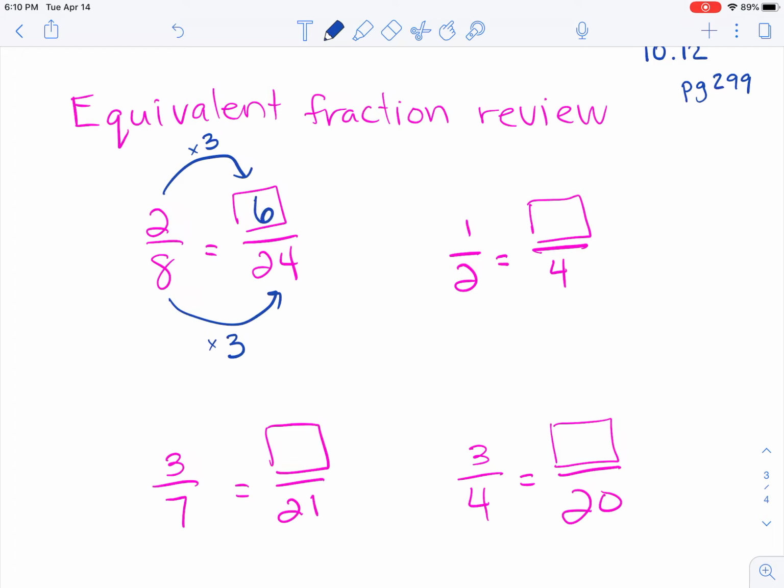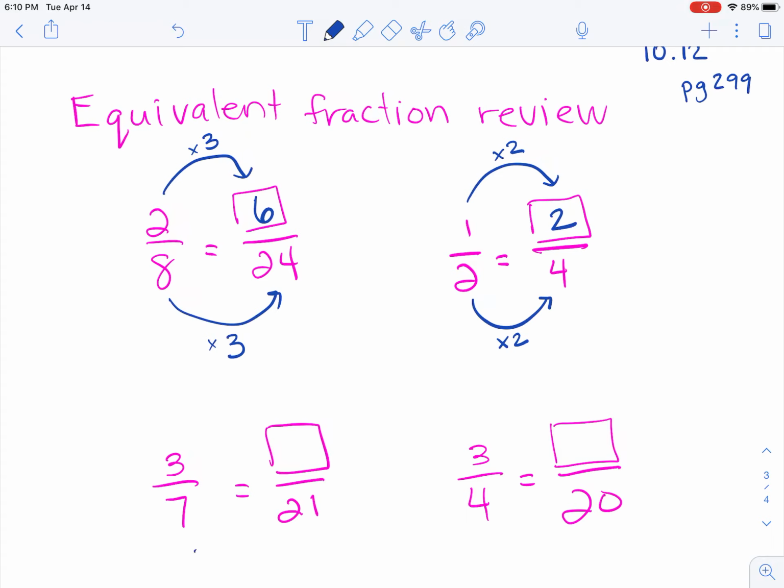All right, here we go. 2 times what is 4? Times 2. What you do to the bottom, you also do to the top. 1 times 2 is 2. 1/2 is the same as 2/4.